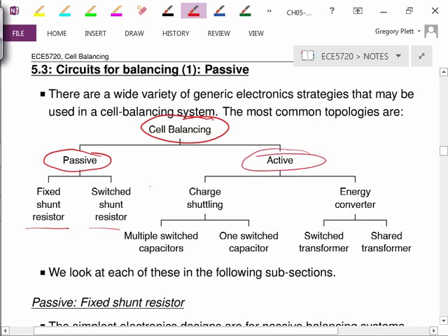In active balancing systems, I'm trying to move energy around from a strong cell to a weak cell in some sense. The two basic methods use the two reactive components, capacitors and inductors. Charge shuttling is what we call it when we're using capacitors. We'll look at that in the next section. And energy converter is what we call it when we have either a combination of capacitors and inductors, or inductive methods alone.